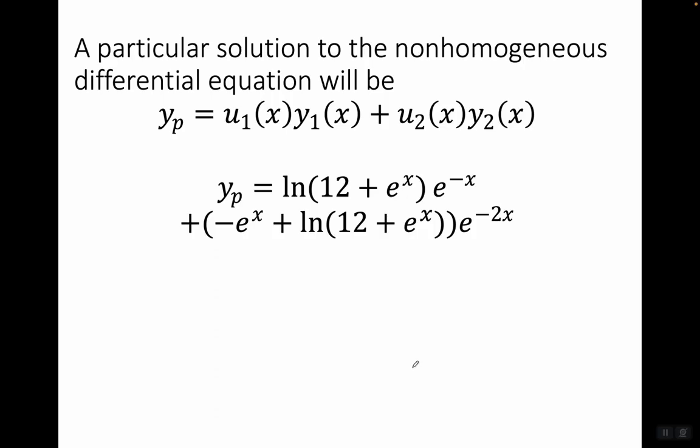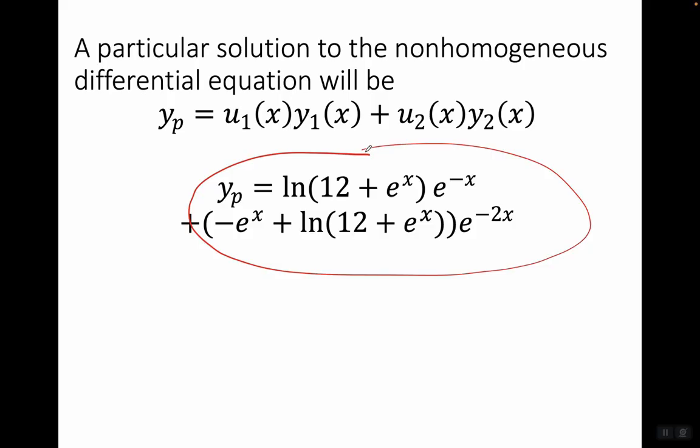So the particular solution to the non-homogeneous differential equation looks like this. y sub p is u1 y1 plus u2 y2. Let's plug in the stuff we know. So that's going to be, in other words, natural log of 12 plus e to the x times e to the negative x, plus negative e to the x plus natural log of 12 plus e to the x times e to the negative 2x.